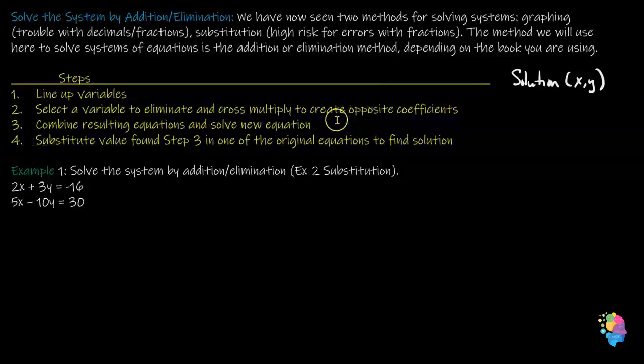For this example, since I know that the coefficients have to be opposite in sign, one positive and one negative, I'm going to select the y's to eliminate because I already have them opposite in sign. The first y is positive and the second y is negative. So all I have to worry about now is a cross multiplication. The way that we cross multiply is the following. We're going to look at the coefficient of the y in the second equation, and that is the value that the first equation will be multiplied by. So the first equation is going to be multiplied by 10.